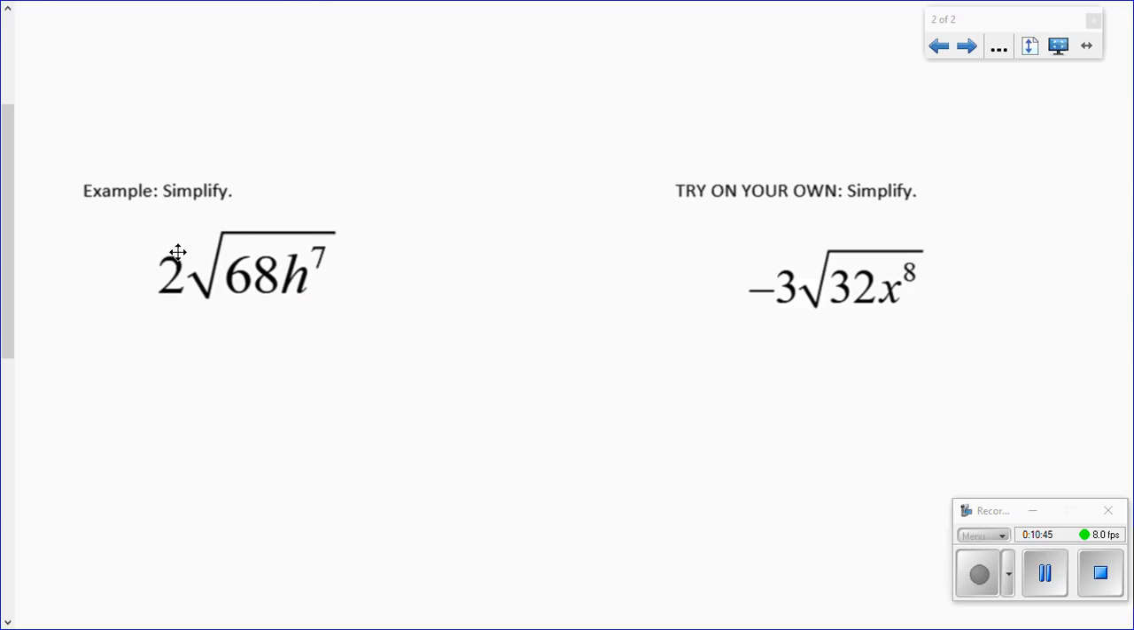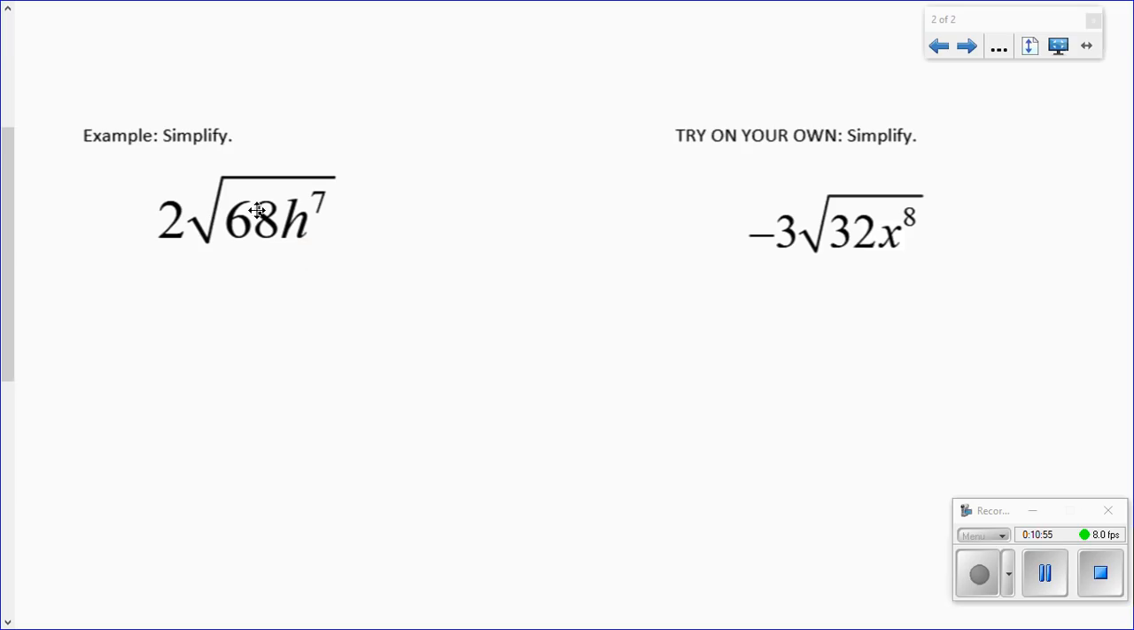Now, if there's a number hanging out on the front, it stays there. It's already been pulled out, so anything else we pull out is going to get multiplied with that number. Let's do the birthday cake first because we're used to that. So 68, 2 goes into 68, and you get 34. Divided by 2, I got 17. 17 is a prime number, so I divided it by itself, giving me the candle. I got a pair of 2s, which means that's going to go out here with the 2 that's already there.